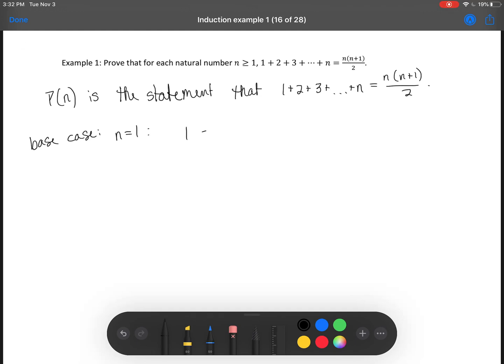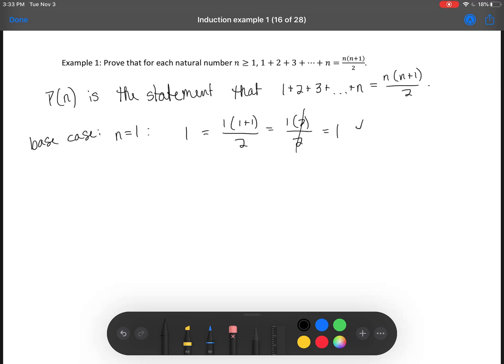If n is equal to 1, then the left-hand side is just 1, because we don't have anything else to add to that. And then if we plug in 1 for n into the right-hand side, we get 1 times 2 over 2, and then the 2's cancel, and it's 1. And so since 1 does, in fact, equal 1, our base case checks out.